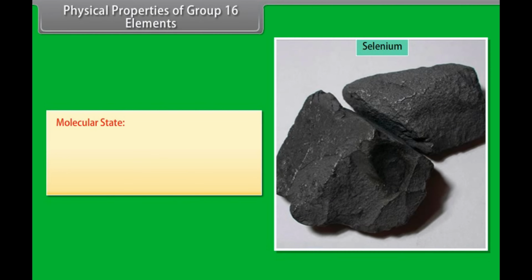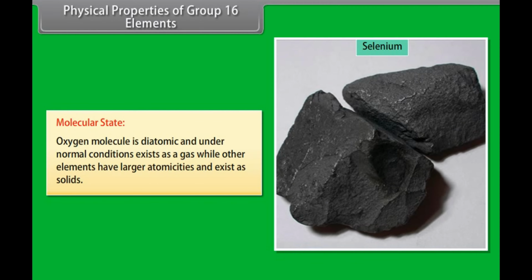Molecular state. Oxygen molecule is diatomic and under normal conditions exists as a gas, while other elements have larger atomicities and exist as solids. Oxidation state of group 16 elements.